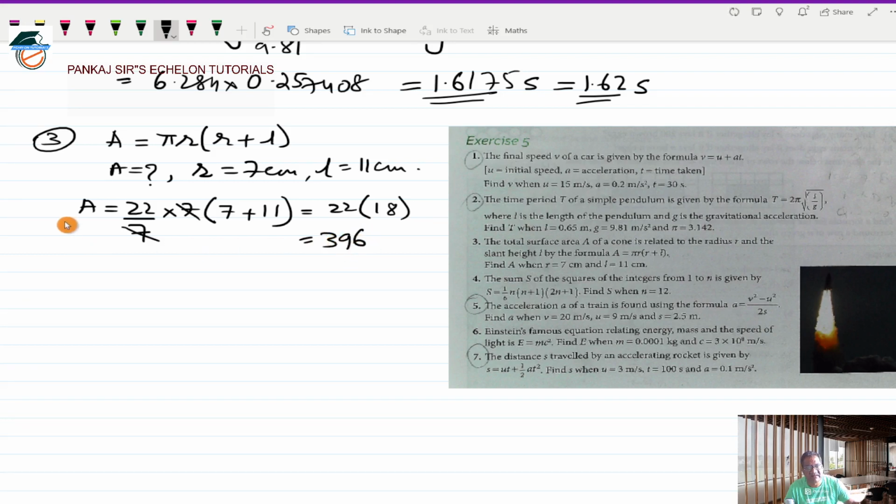396. And because it is in the CGS system, my area will be centimeter square. So this is the answer for question number 3, that is 396 centimeters square. Okay. So we are done with question number 3 also. Let us start with the fourth one.